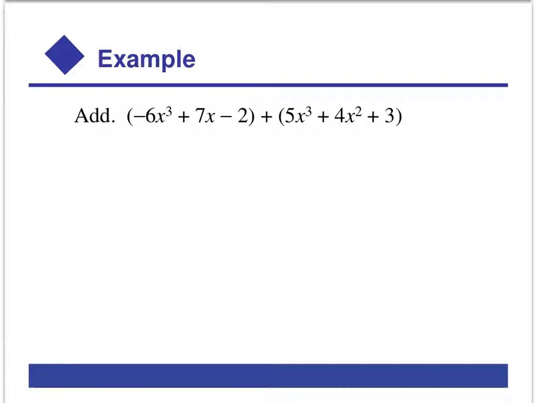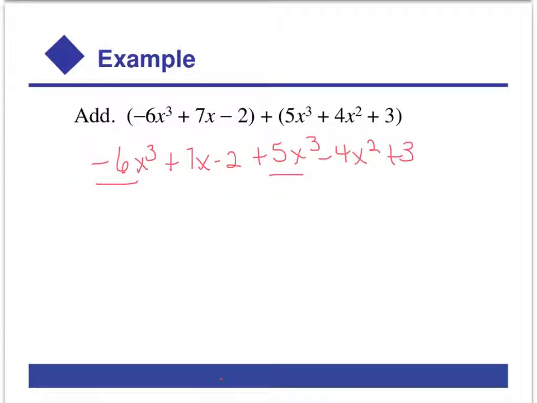Okay, when you're adding polynomials, you basically just drop all sets of parentheses and gather like terms. So we get negative 6x to the third plus 7x minus 2 plus 5x raised to the third minus 4x squared plus 3. I have a negative 6x and a positive 5x to the third, so that gives me negative x to the third.